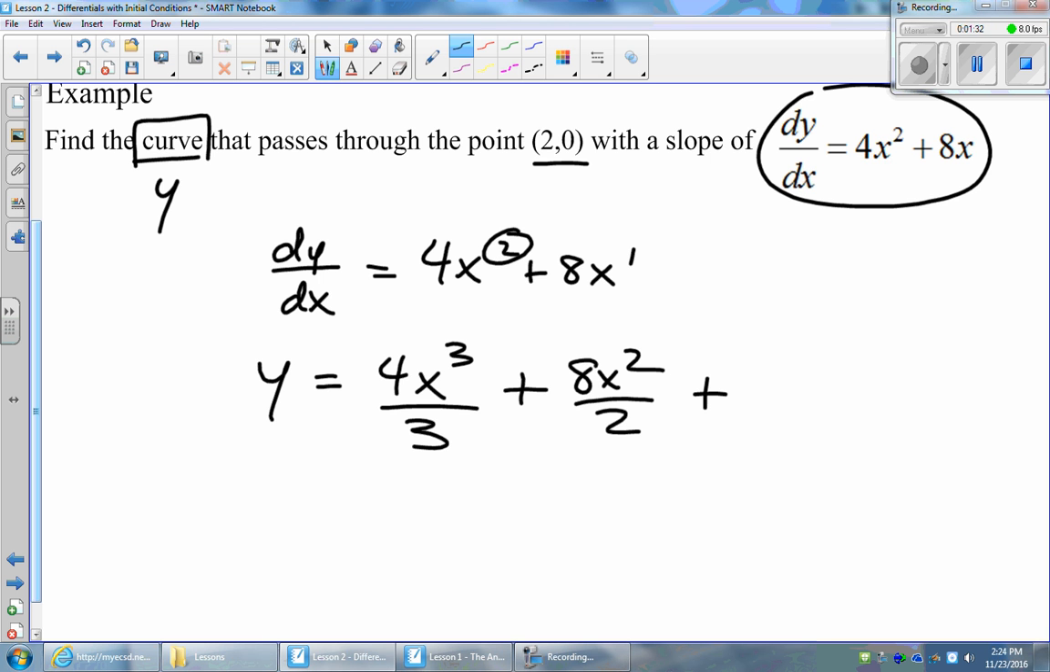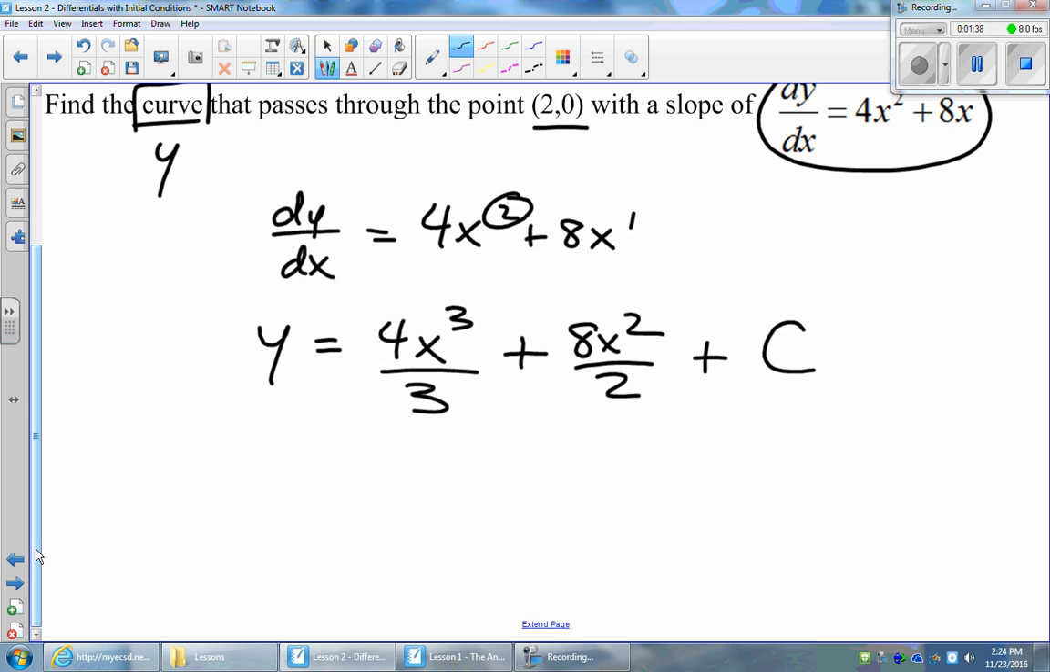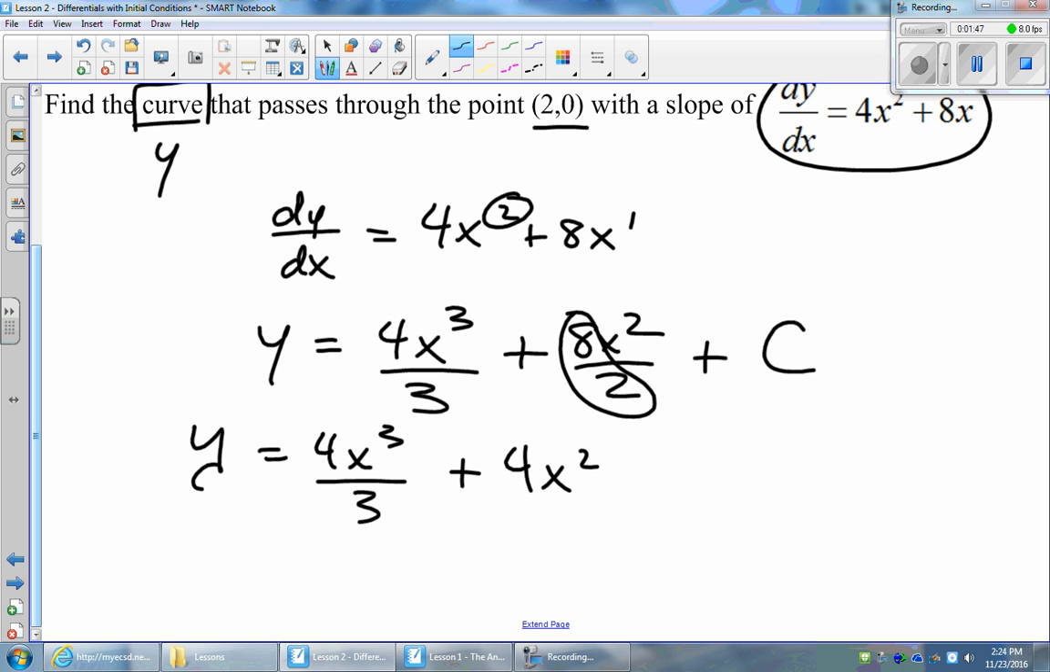Then, of course, whenever we take the antiderivative, we possibly could have had a constant, so we just call it constant c. From here, we could simplify. I have y equals 4x cubed over 3 plus 8 over 2, which reduces down to 4x squared, plus c.